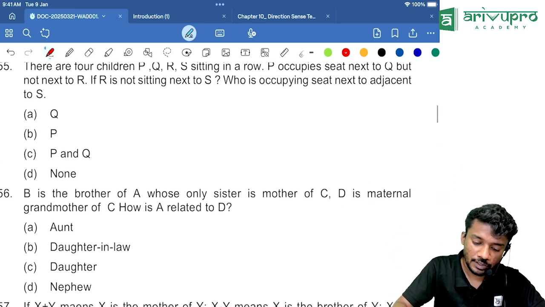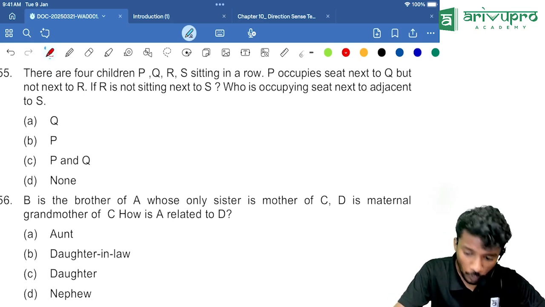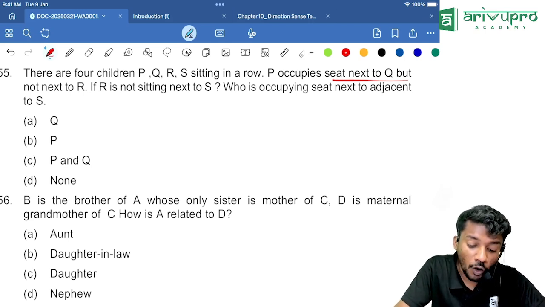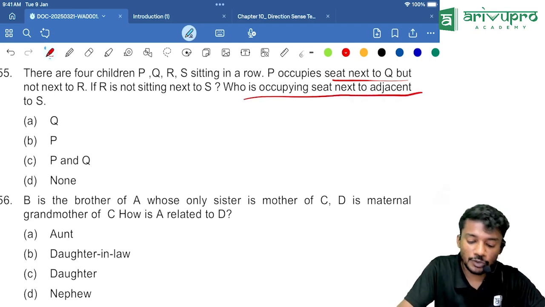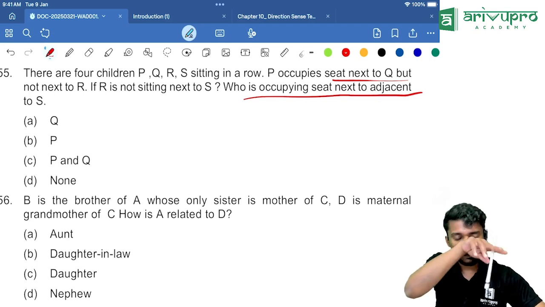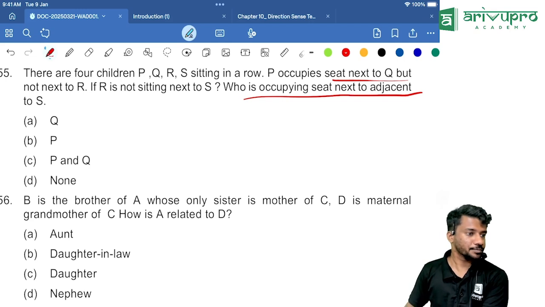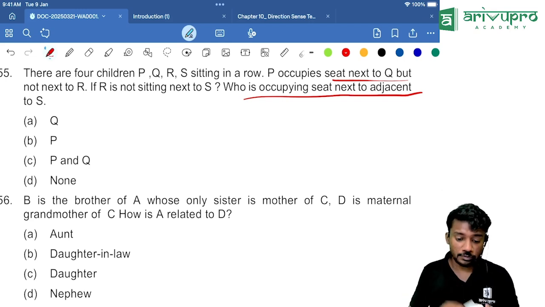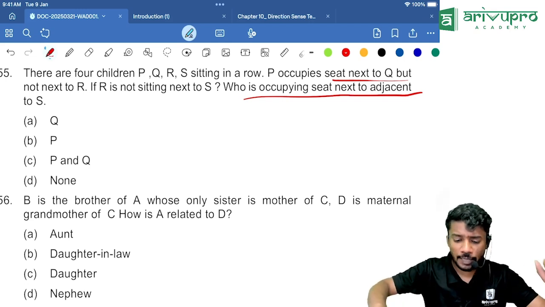Correct. Next question. There are 4 children P, Q, R, S sitting in a row. P occupies the seat next to Q, but not next to R. Then, if R is not sitting next to S, who is occupying the seat next to S? P and Q. Tell me. How many people are there in total? 4 people. Only 4 places are there to fill.